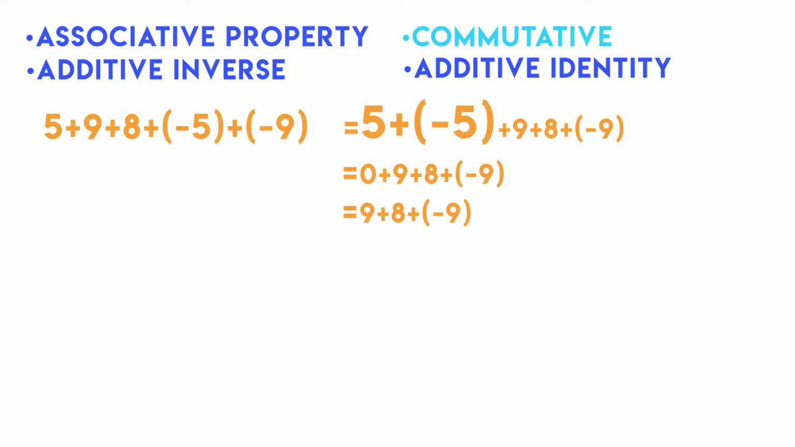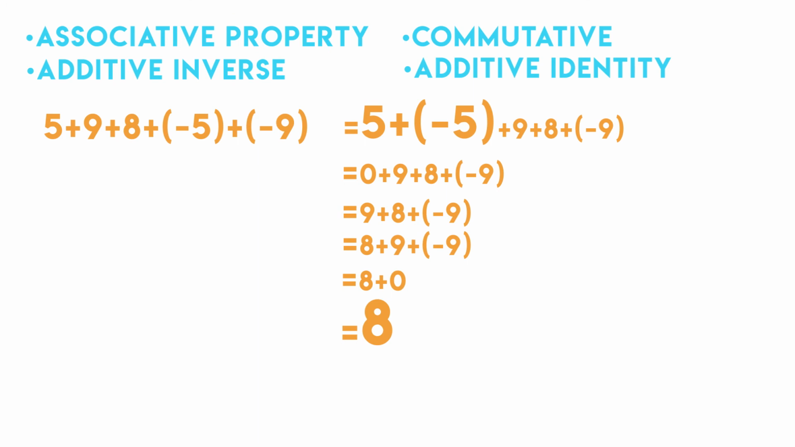Let's apply the commutative property to 9 plus 8 and write it as 8 plus 9. So the calculation will transform to 8 plus 9 plus minus 9. Again, 9 and minus 9 are additive inverses and their sum will be 0. So our answer is 8 plus 0, or simply 8. You can see that we performed no addition in the given problem, and just by applying different addition properties of integers, we are able to get the answer.